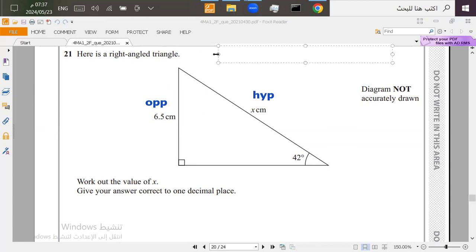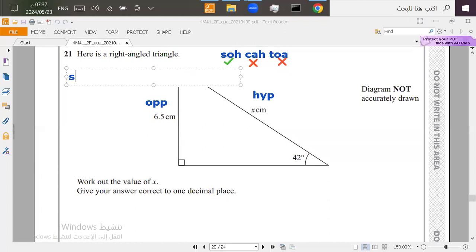Now, how do we know which one we're supposed to use? SOH CAH TOA is written like this. We have the opposite and the hypotenuse, so we look for a ratio that has the opposite and the hypotenuse in it. Here we have opposite and hypotenuse. Here we have adjacent and hypotenuse, we can't use the adjacent. Here we have opposite and adjacent, we can't use the adjacent. So the one we're going to use is the sine. The sine ratio says sine of angle equals opposite divided by hypotenuse.